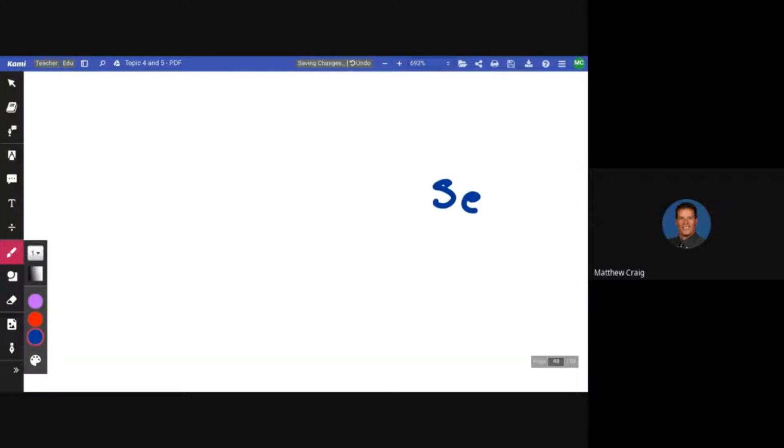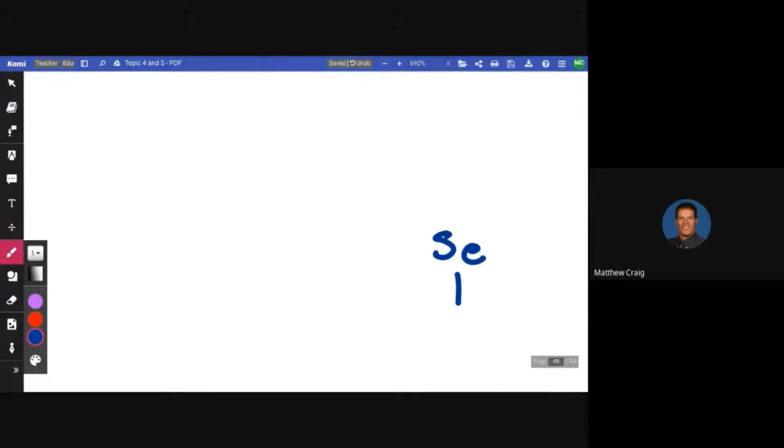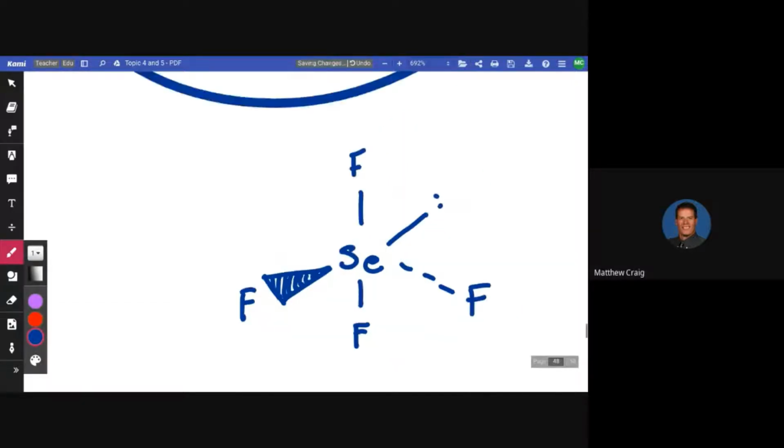So we have fluorine along the plane. We have another fluorine along the plane. Then we have a fluorine coming out of the plane. We have a fluorine behind the plane. And we have a lone pair on the plane. You don't have to draw it like that.